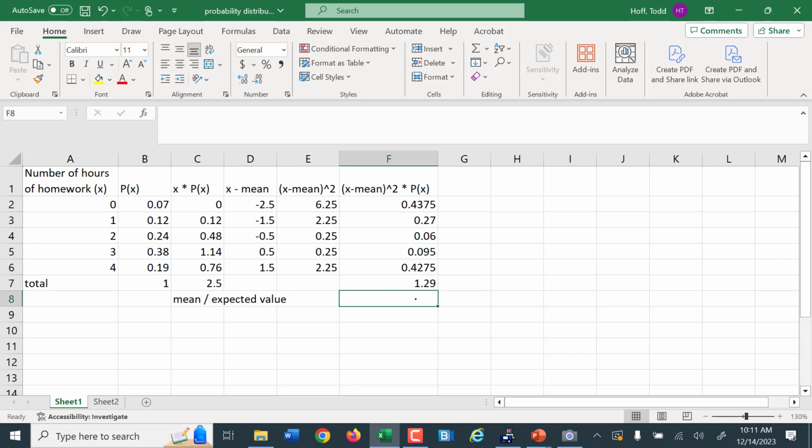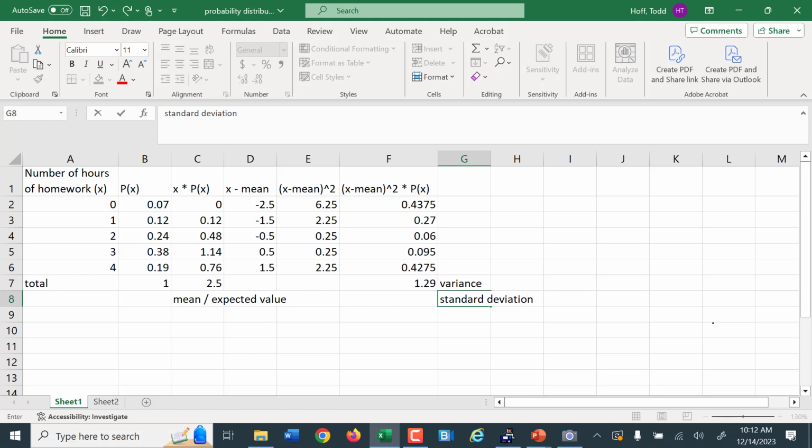Now this is where we would divide by a frequency, but remember this is a probability distribution, so it adds up to 1. The total frequency is 1. So 1.29 is the variance. The standard deviation then is simply the square root of the variance. So it's going to equal the square root of the 1.29, giving us 1.136 approximately, somewhere in there.